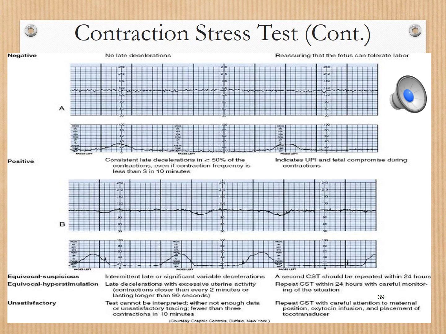Tracing B, however, demonstrates decreases below the 120 beat per minute baseline. This type of description of the decelerations will be determined later in class, but please recognize that these decelerations are described as late in timing, meaning that they occur after the contraction has peaked. This type of deceleration is often associated with placental insufficiency and can be labeled a positive CST.